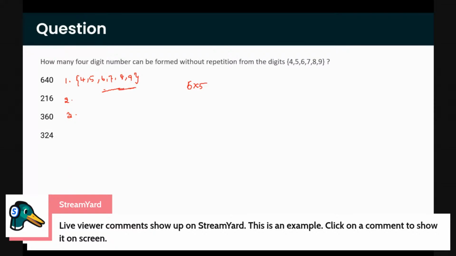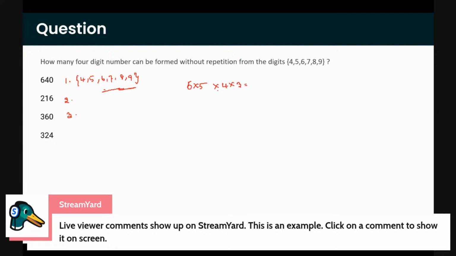At the first time, out of 6, I have 6 options to select. After selecting one option, I have the remaining 5 options. After selecting 2 out of 6, I have the remaining 4 options. Then 5 into 4. After selecting 3 digits, I have 3 more options to select because it is without repetition, right? So I'll stop here. Why? Because how many 4-digit numbers can be formed, right? I have chosen 4 already.